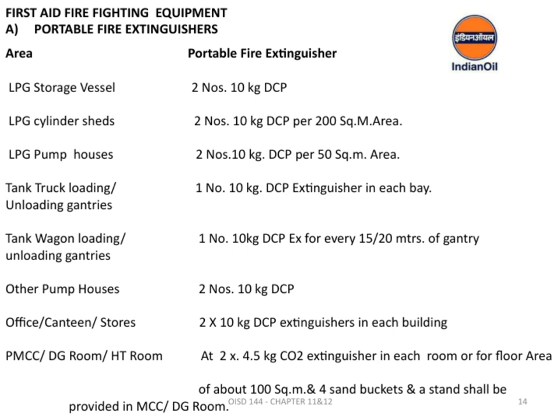Other pump houses are also provided with 2 10 kg DCP extinguishers for quick access. In office, canteen, and stores buildings, there should be two 10 kg DCP extinguishers in each structure, catering to indoor safety requirements. In the PMCC, DG room, and HT room, we need two CO2 extinguishers of 4.5 kg each, covering about 100 square meters per room. Additionally, 4 sand buckets on a stand should be provided in the MCC and DG rooms for quick access to sand in case of electrical or flammable liquid fires.